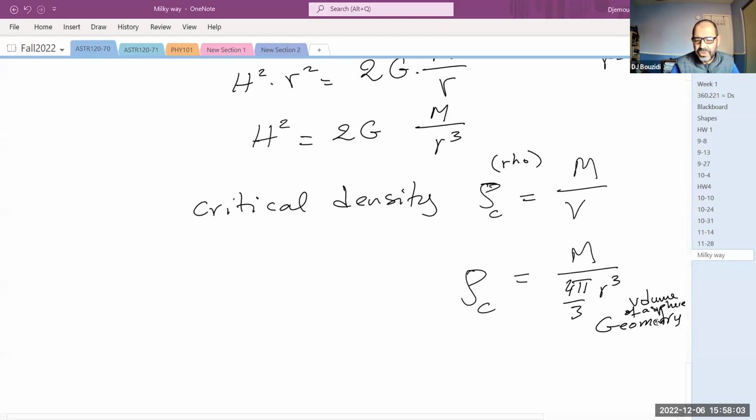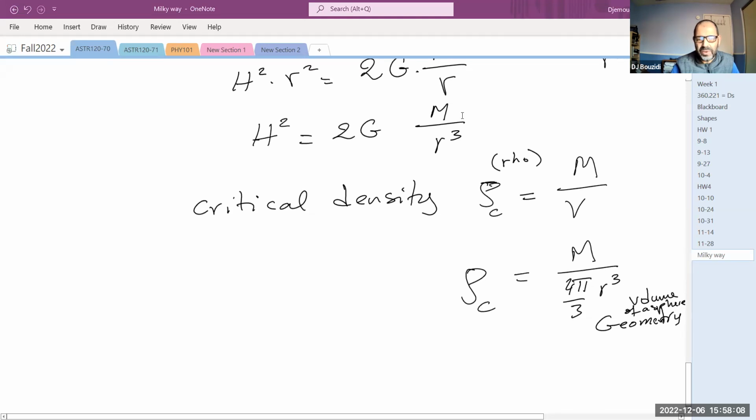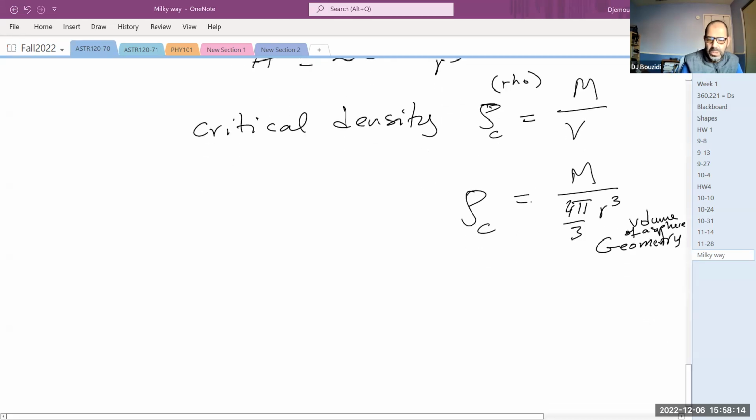Okay, so all I have to do now is plug in, because I need actually m over r cubed, because I ended up with an m over r cubed in here. So I need to pull m over r cubed in here. So all I have to do is multiply by 3, multiply by 4 pi, and divide by 3. This will cancel in the denominator. So it's going to be 4 pi over 3 times the critical density must be m over r cubed.